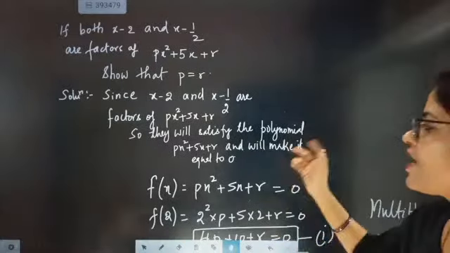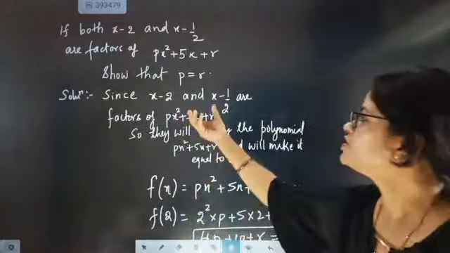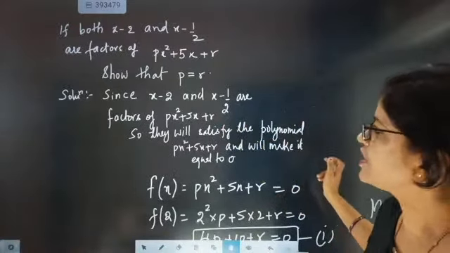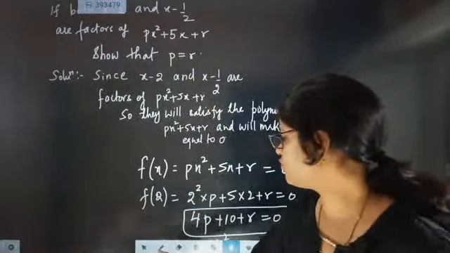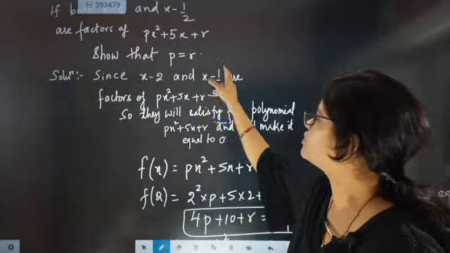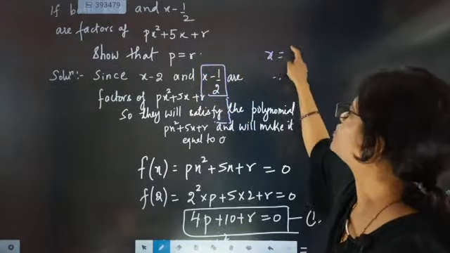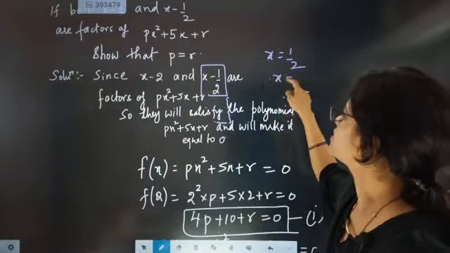You have to take the factor equal to 0. So x minus 2 equal to 0 you will take, so x will come as 2. If you make x minus 1 by 2 equal to 0, then you will be getting x equal to 1 by 2. So you got x equal to 1 by 2 and you got x equal to 2.